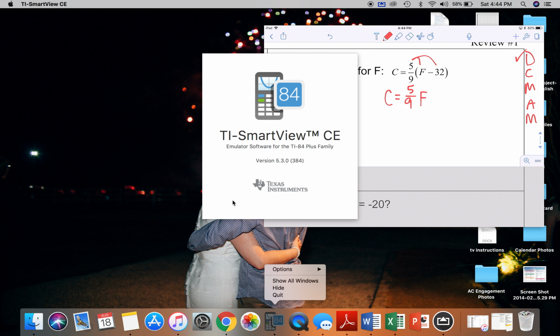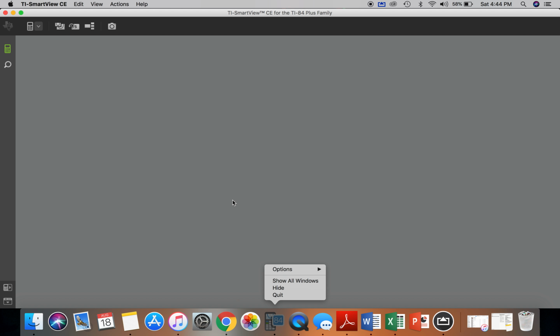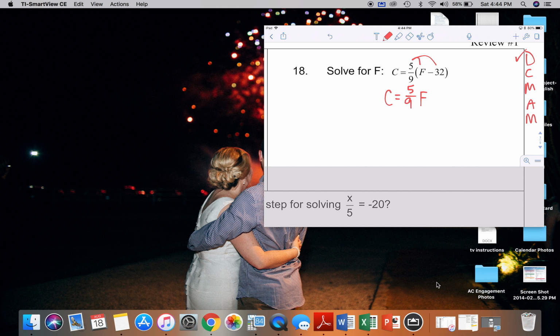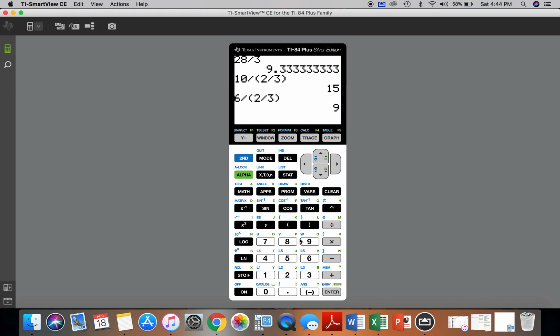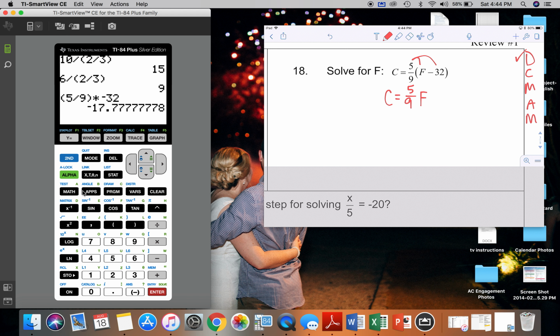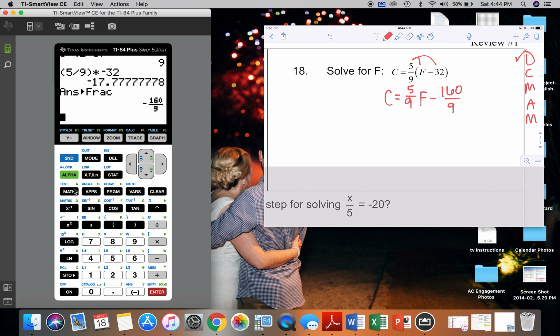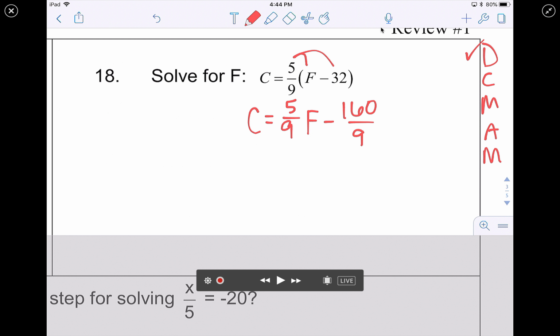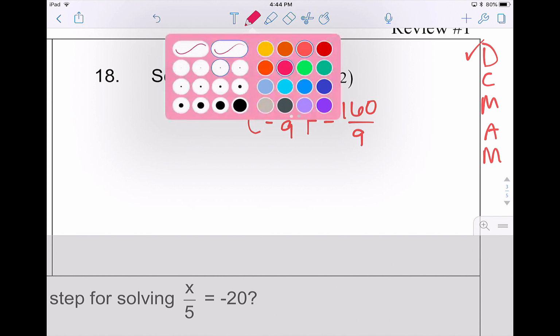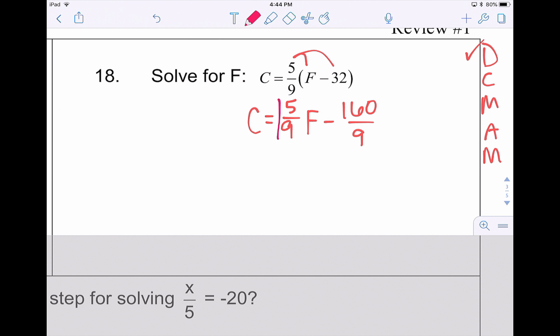So 5/9 times -32 is a weird fraction, so minus 160 over 9. So I have distributed. I'm just trying to solve for F right here.